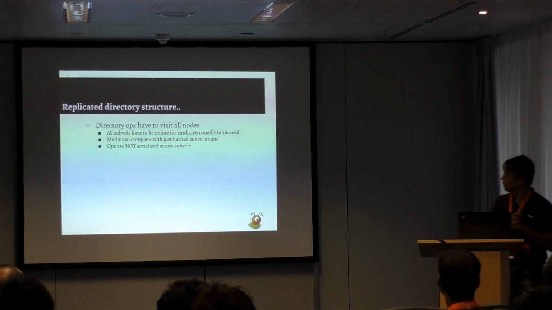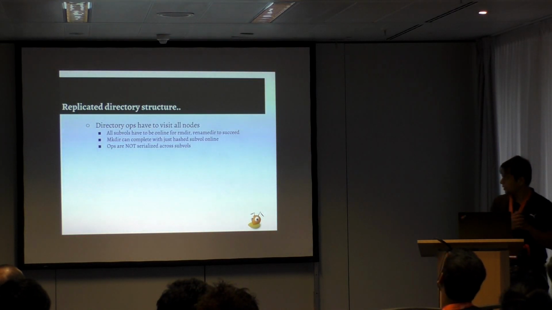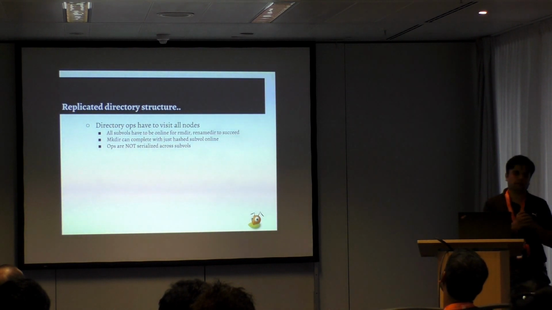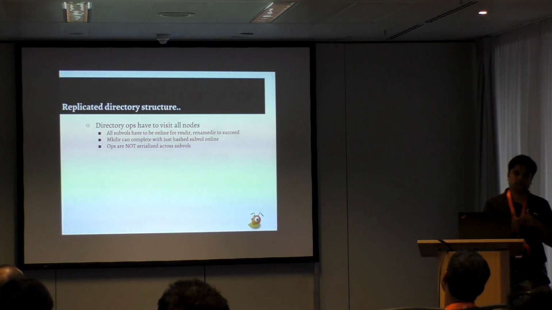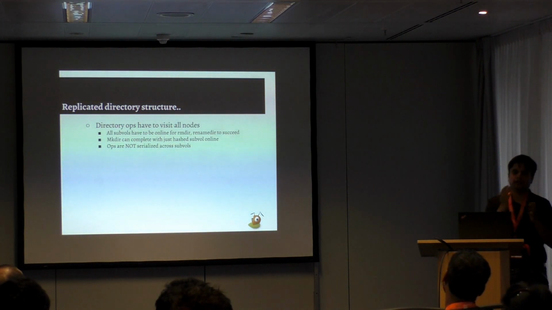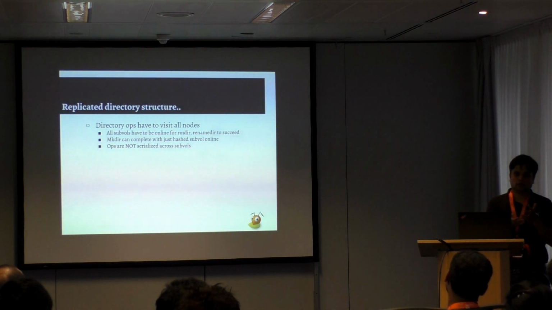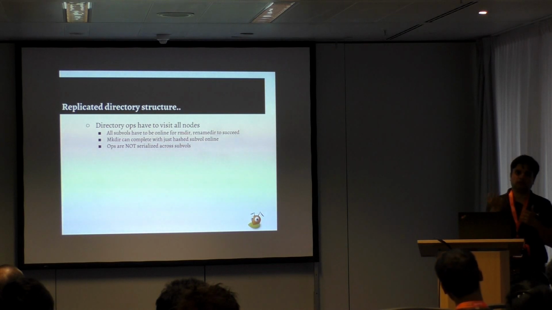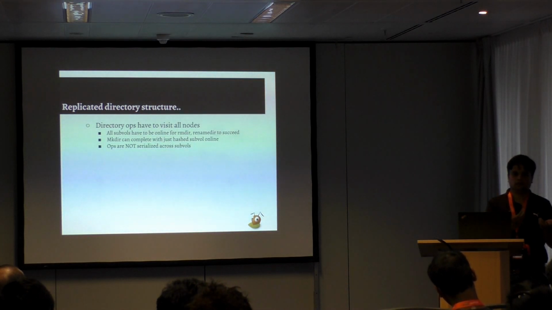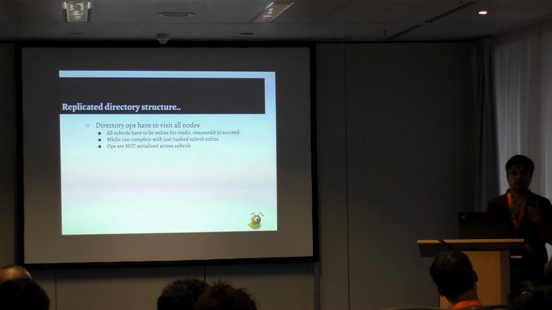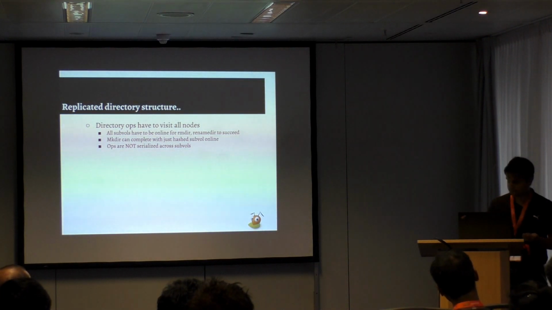And the other thing is that these operations are two-stage operations. You do one operation on the hash subvolume, and then you do the operations on the rest of the subvolumes. So the total cost is two network hops, plus the time it takes to reach the slowest subvolume.